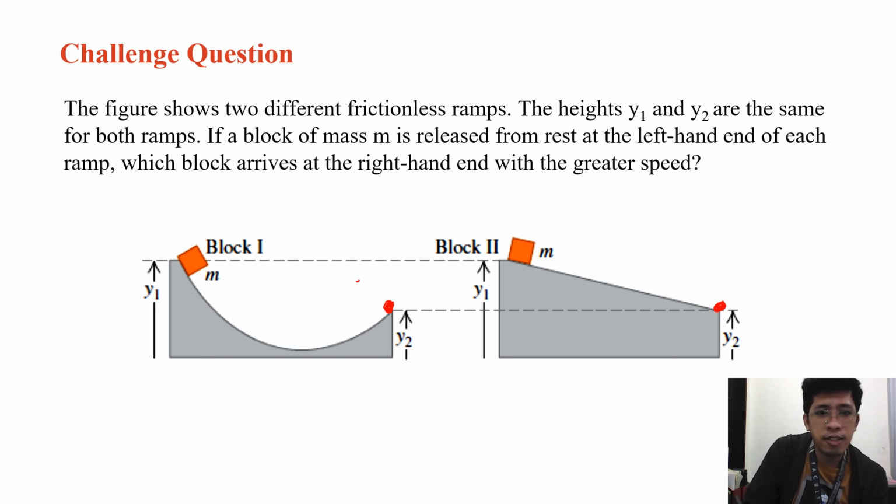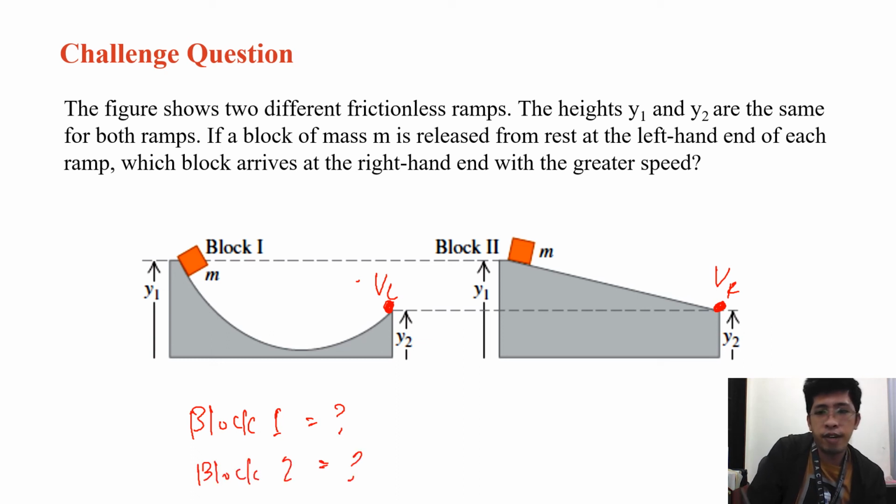So here, let's say the speed here is v left, and the speed here is v right. The question is, which block arrives at the right-hand end with greater speed? Is it block 1 or block 2? So which do you think has a greater speed? Do you think that VL is greater than VR, or VR is greater than VL, or do you think it is equal, or what do you think? So I'm going to leave this one to you to think about.